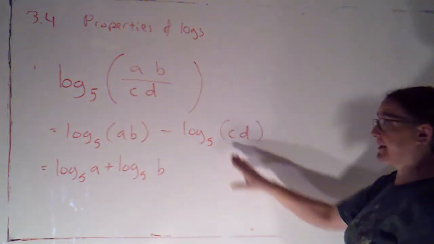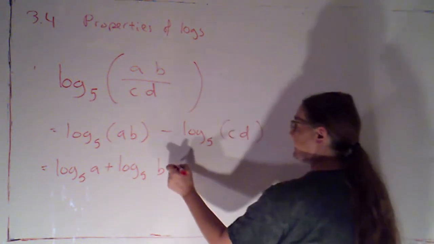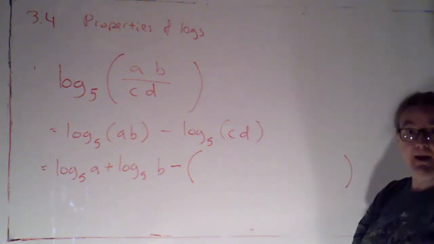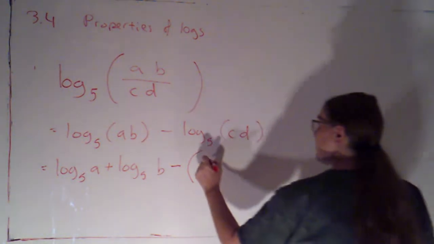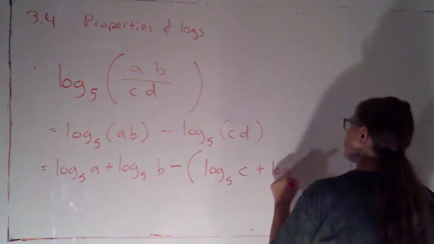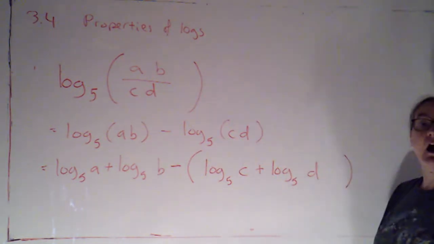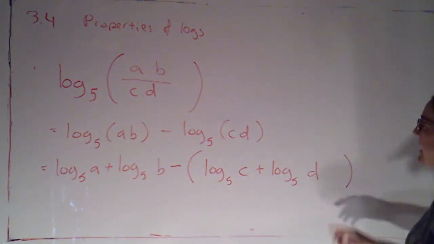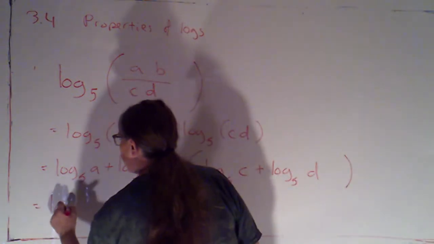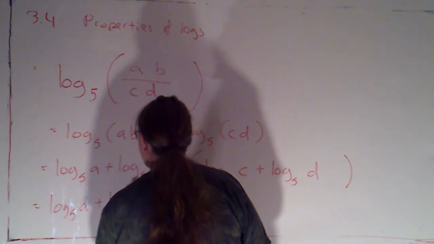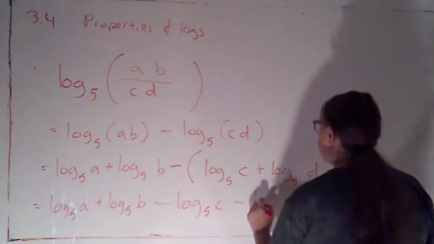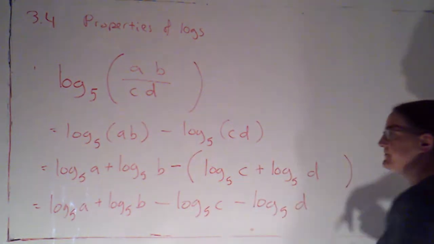Now I just need to be careful here. I'm going to simplify this, but I'm subtracting that whole thing, so make sure that goes in parentheses. Then I can use my product rule for logs to say this is the log base 5 of C plus the log base 5 of D. Now I'm going to go ahead and distribute that negative. So this becomes the log base 5 of A plus the log base 5 of B minus the log base 5 of C minus the log base 5 of D.